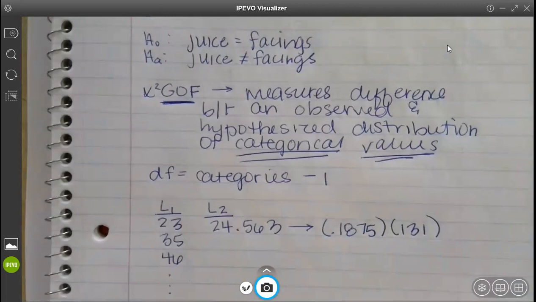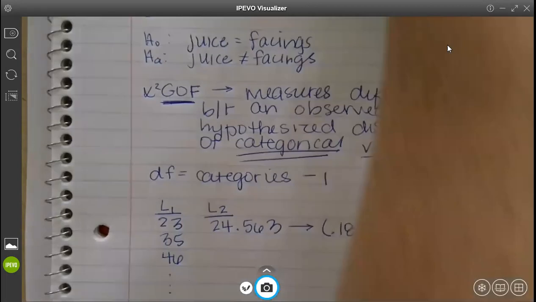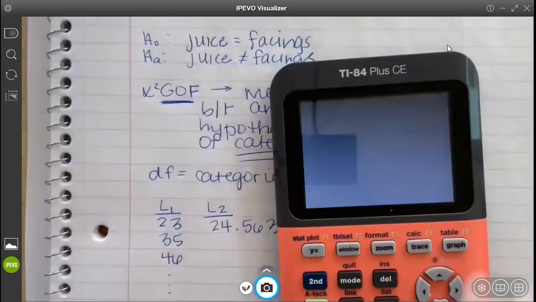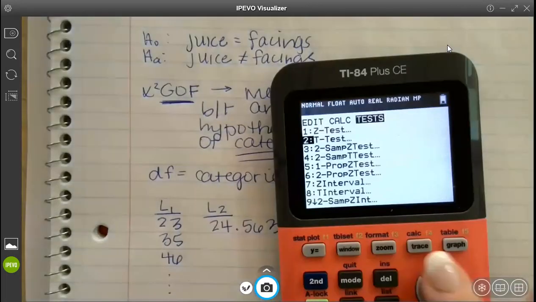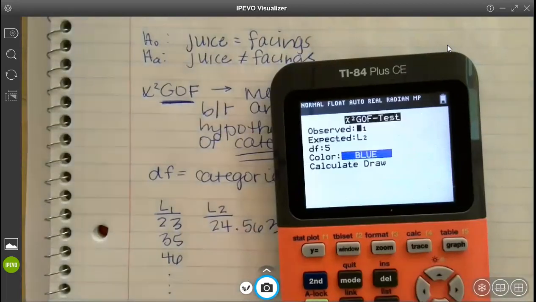So remember, these are observed and expected. If you need to write that down, make sure you write that down. L1 is your observed, L2 is your expected. And when you go into your tests, it asks you L1 is observed, L2 is expected. So if you forget which one goes where, your chi-squared goodness of fit test tells you where it's going.